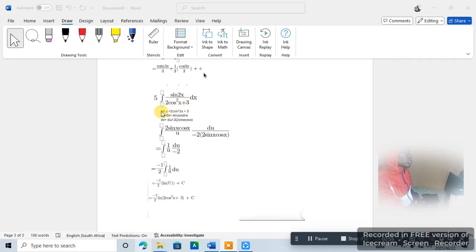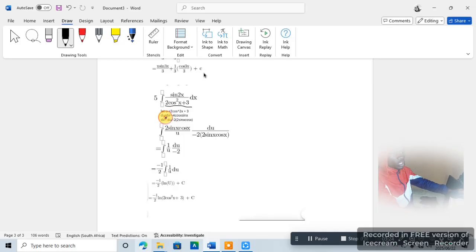So we're going to let u equal to the denominator, all of the denominator. Then we're going to derive u in terms of x. So du over dx is equal to minus 4 cos x sine x. Then we're going to make dx the subject of the formula. Then dx is equal to du over minus 2 open brackets 2 sine x cos x.